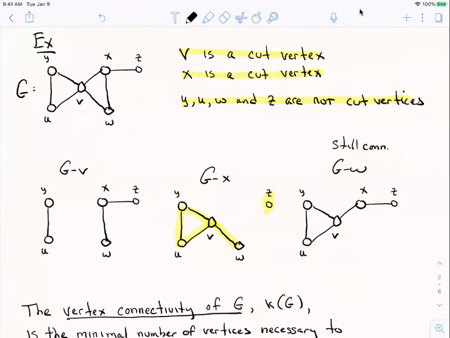The graph G minus W is still connected. So W is not a cut vertex. Neither is Y, neither is U, and neither is Z. You can check that out.